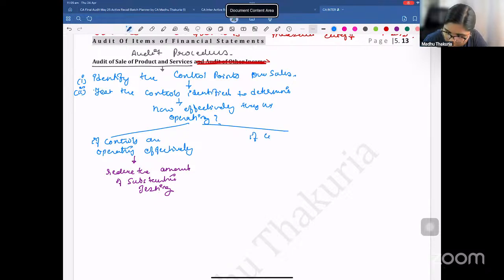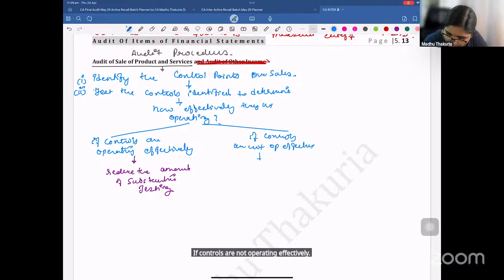If controls are not operating effectively, increase the samples for substantive testing.